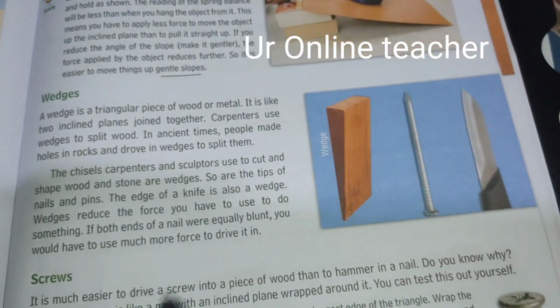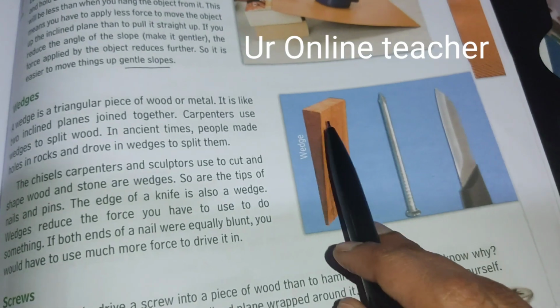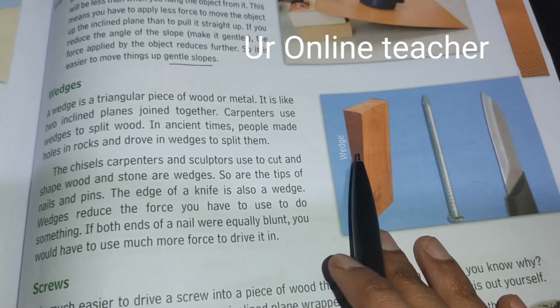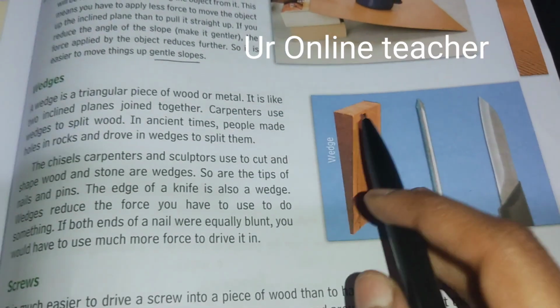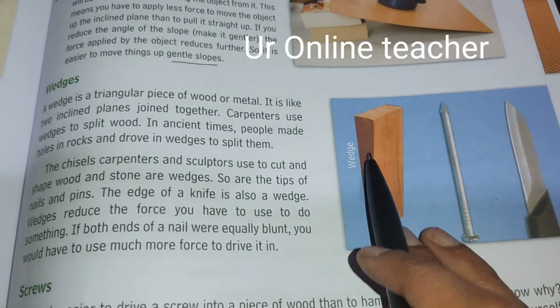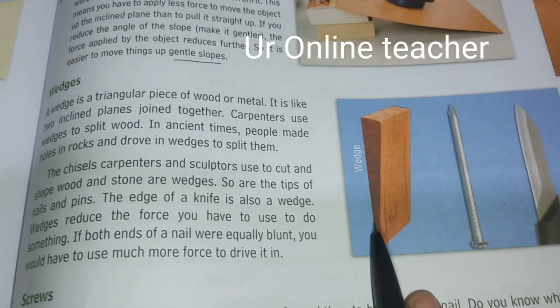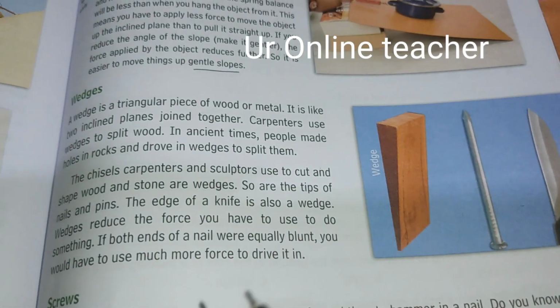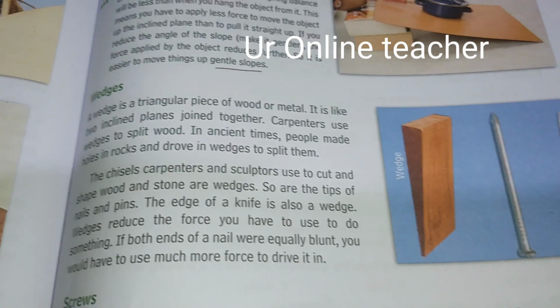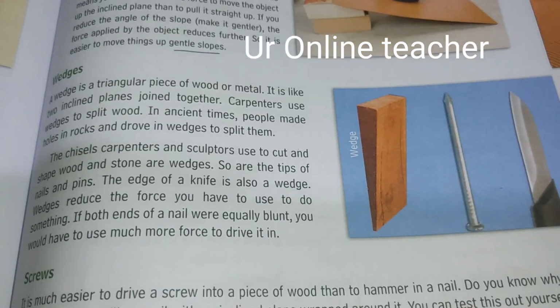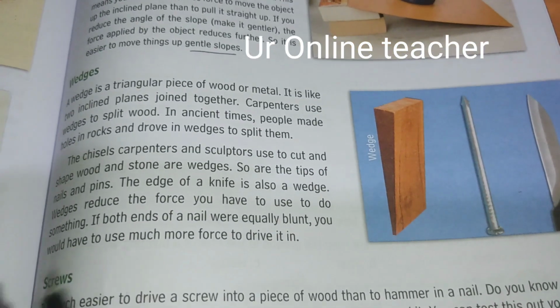Then wedges. What are wedges? See here. It is a triangular piece of wood or metal. It is like two inclined planes. See, this is one inclined plane and this is one inclined plane, joined together. Carpenters use this to split wood. In ancient times people made holes in rocks and drove in wedges to split them. So they were making holes in rocks and hills.